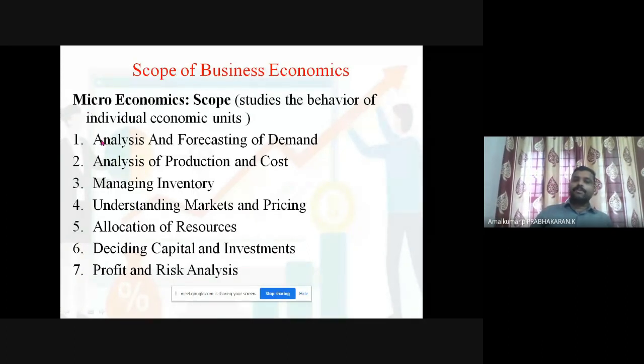Some of the microeconomic scopes are: one is the analysis and forecasting of demand. The second one is the analysis of production and cost, then managing the inventory. Then the fourth one, understanding the market and pricing. Then the fifth one, the allocation of resources.